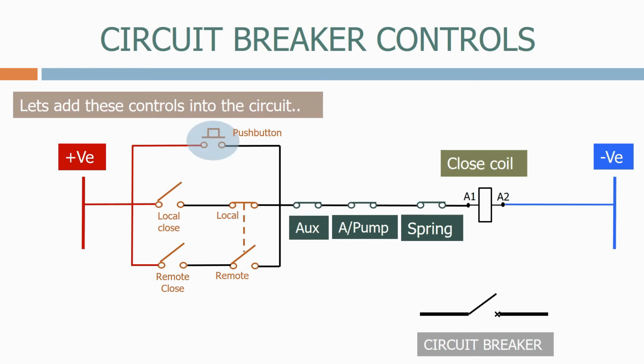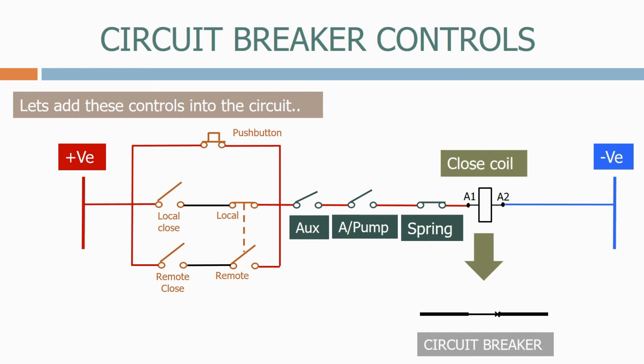The push button, mounted on the circuit breaker mechanism, or the local control panel. The local close switch, mounted in the control room. And finally, the remote close switch. Let's now push the push button. If all three contacts are now in the right position, the circuit breaker will now close.